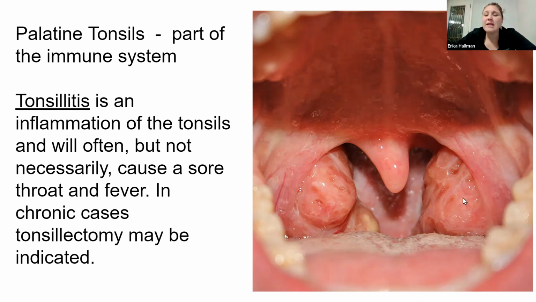That way, anything that is swallowed, anything that is eaten, if it does contain pathogens, the tonsils will secrete immune cells that can start fighting off those pathogens as soon as it enters the body.